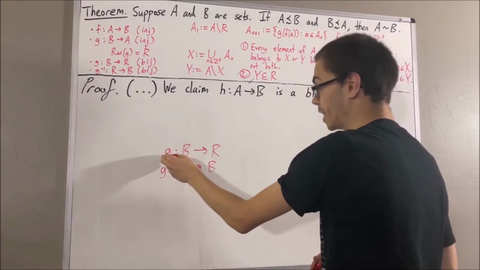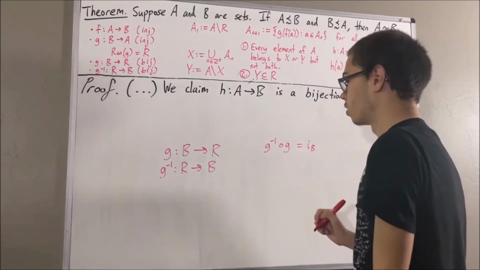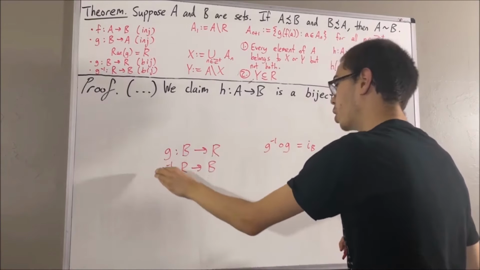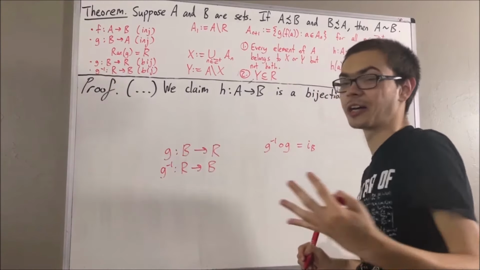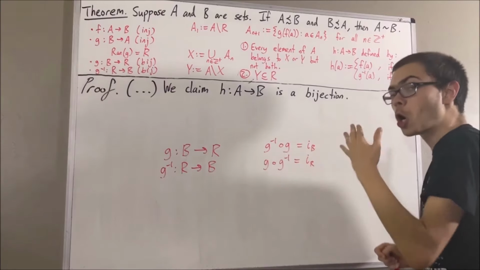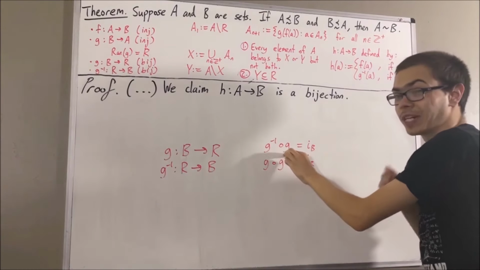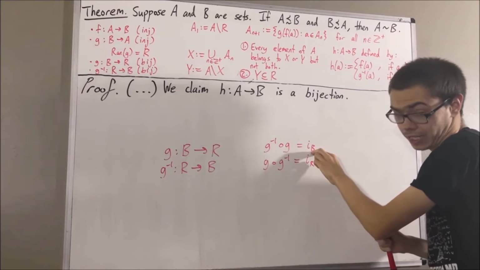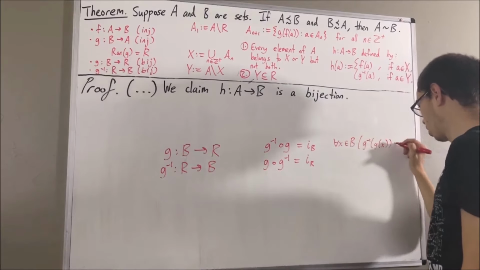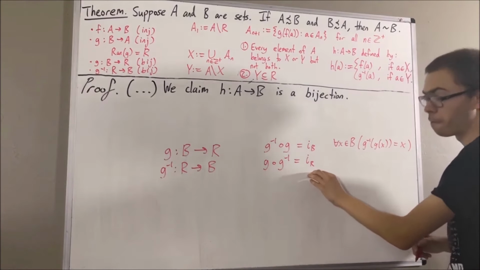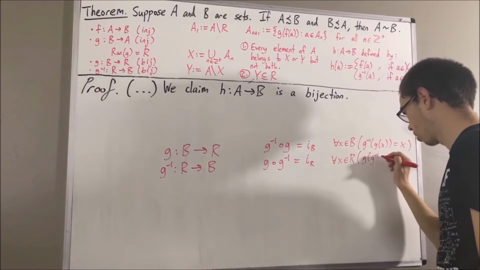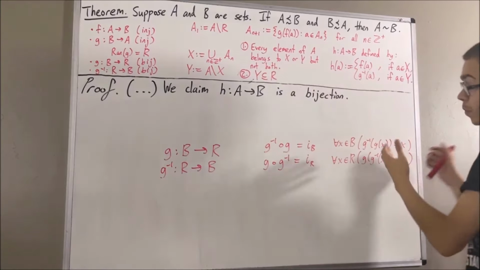In fact, G inverse compose G is equal to the identity function on B. Also, G compose G inverse is a function from R to R. In fact, G compose G inverse is equal to the identity function on R. So since G inverse compose G is equal to the identity function on B, this means for all x in B, G inverse compose G evaluated at x is equal to the identity function on B evaluated at x. In other words, G inverse of G of x is equal to x. Similarly, since these two functions are equal, we have for all x in R, G of G inverse of x is equal to x. So I'm going to write these two facts up here, but I'm going to write them in blue just so it isn't too confusing.